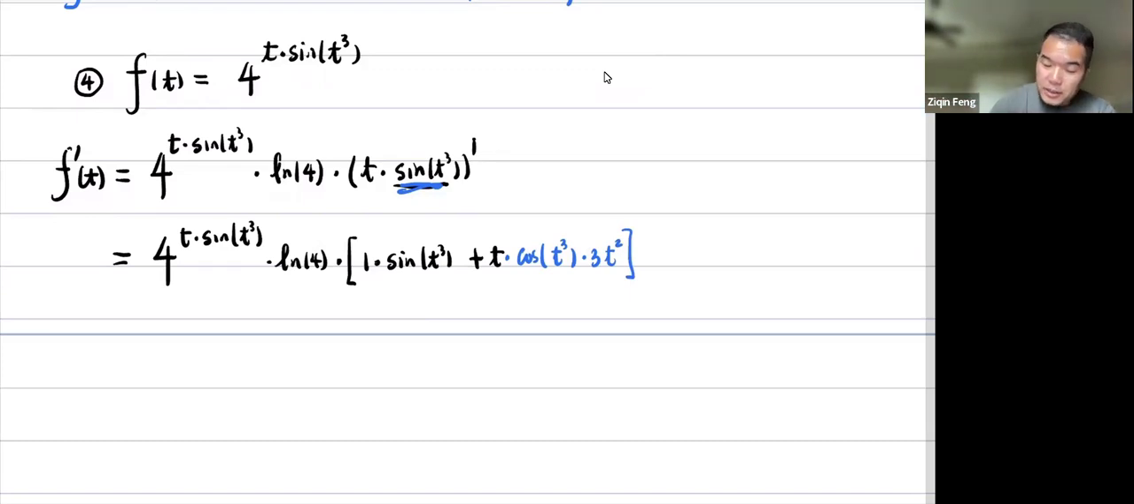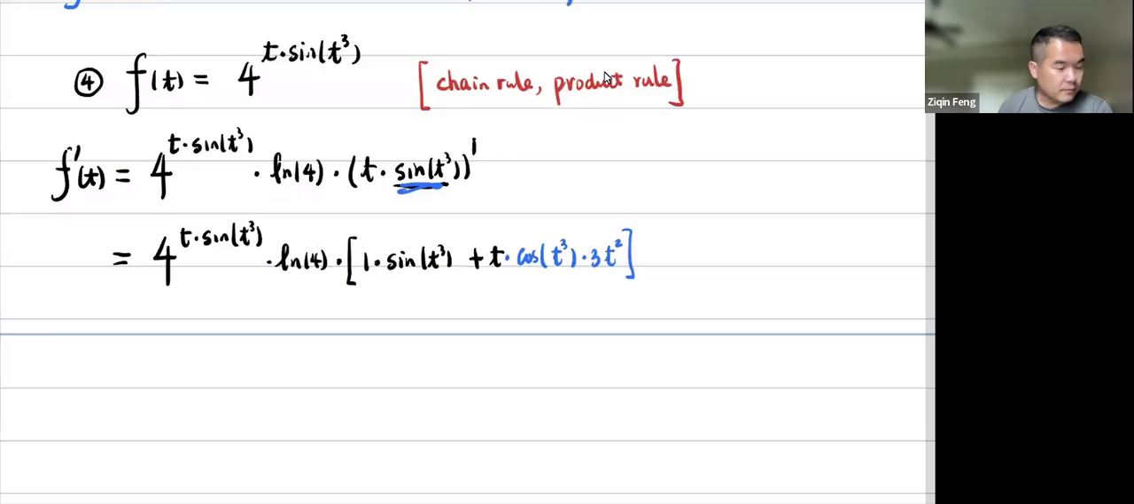So here, let's try to list the rules we have used. We used the chain rule twice, and also we used the product rule.